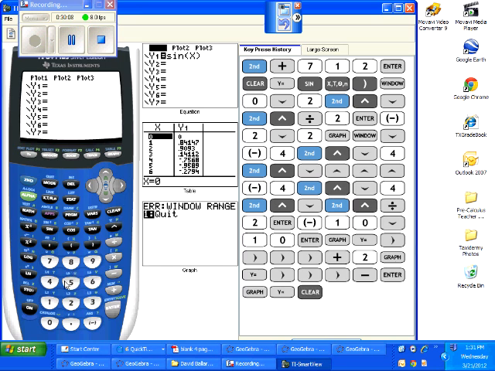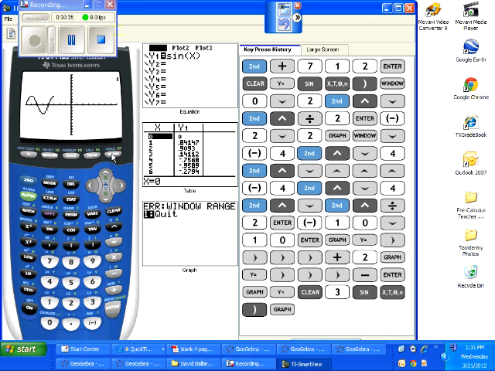So let's say we had 3 sine x. What did we say that's going to do? It's going to make all the y's 3 times bigger, which changes my maximum and minimum from 1 and -1 to 3 and -3. So it's going to change the amplitude from 1 to 3. Okay.